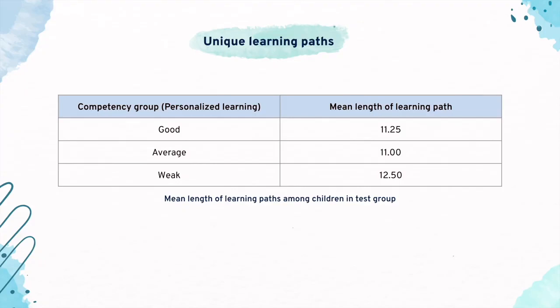So as you can see, the good children and average children are performing on par, and the weak competency group children have the longest mean length of learning path. So what does this indicate is that the weak group of children needs more attempts to pass a coding concept and to maximize their learning performance before moving on to the next concept.